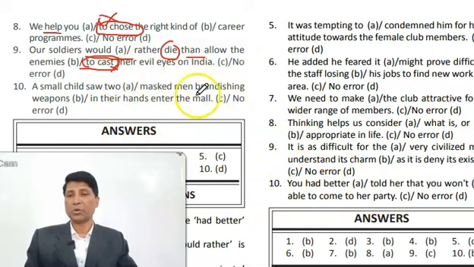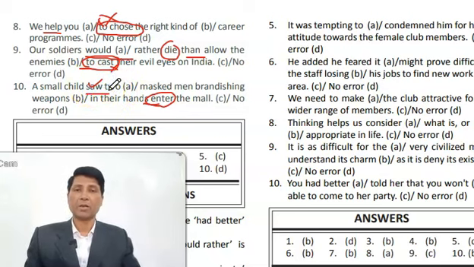Now moving on to question number 10. A small child saw two masked men brandishing weapons in their hands enter the mall. So this verb, enter, is the bare infinitive, and we know that see is followed by the bare infinitive. Therefore this verb is correct. So there is no problem, it should be no error.